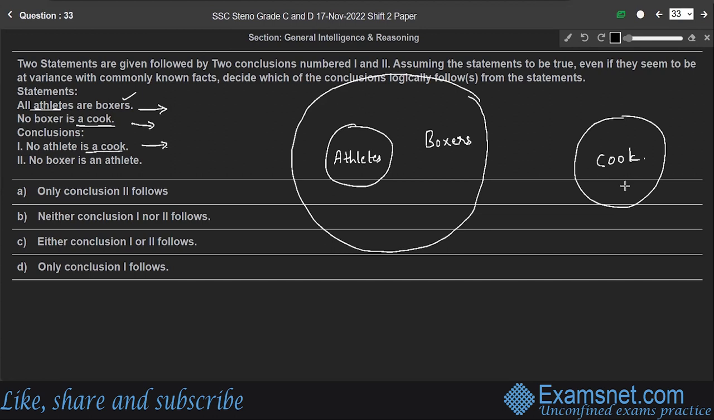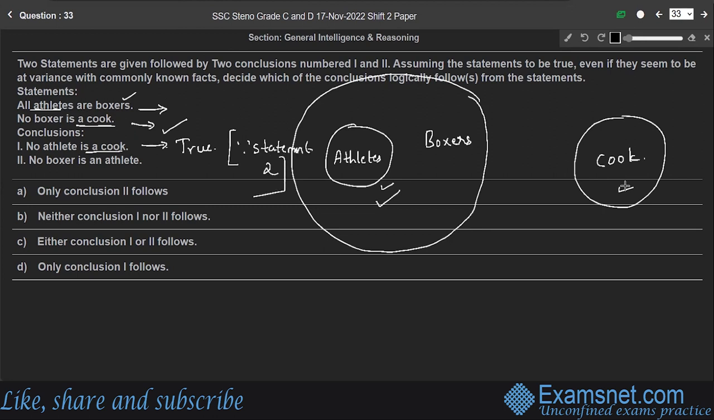No athlete is a cook. So there is no relation between the set of athletes and cooks, right? It is given that no boxer is a cook. The set of athletes is completely included in the set of boxers. Therefore, conclusion one follows. No athlete is a true conclusion. The reason is statement two.